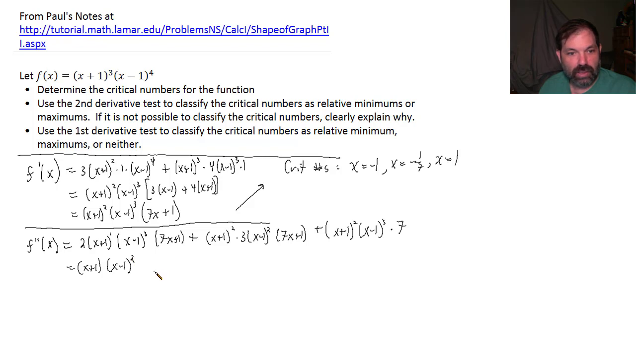And that's the only common factors. What's left? In the first term, I have 2 by (x minus 1) by (7x plus 1). In the second term, I have 3 by (x plus 1) by (7x plus 1). And in the last term, I have (x plus 1)(x minus 1) by 7. And so now I've got to simplify that mess.